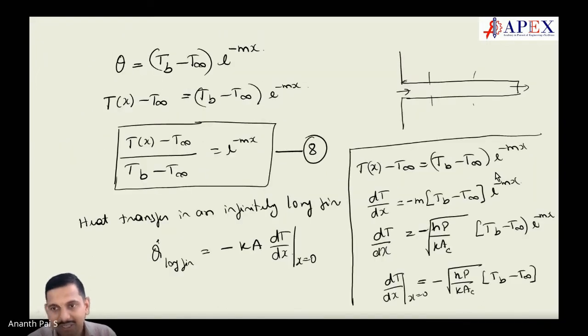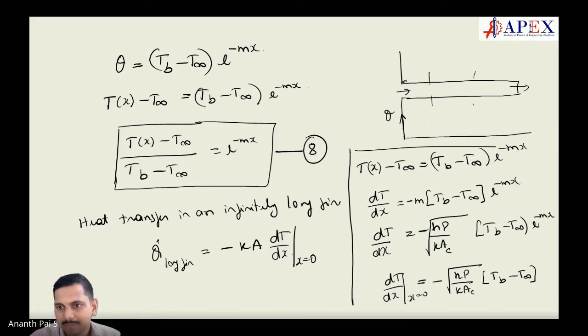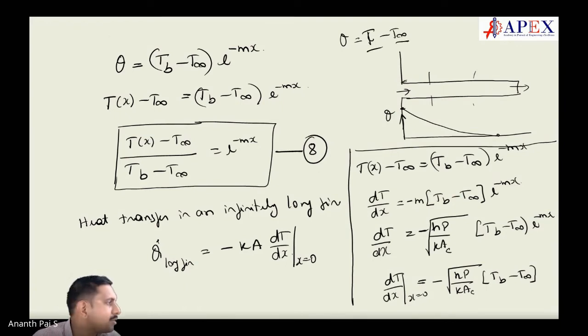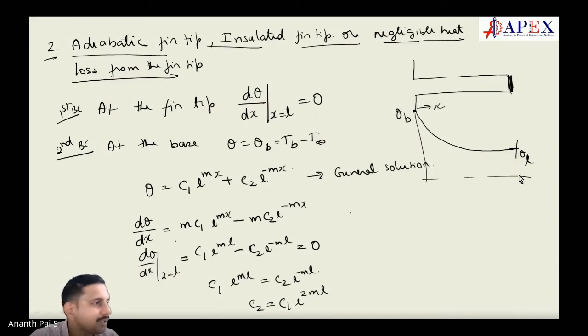In the previous case, if you see here, if I say this is theta, what is happening? It starts from high, theta B, and it goes to 0. Theta is T minus T infinity. So if T is equal to T infinity, theta will be 0. Makes sense? Here theta is not equal to 0. It has some non-zero value. But there is no heat transfer because there is insulation. So here you see this is having a zero slope at the end. Makes sense?